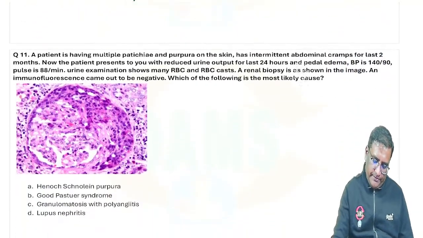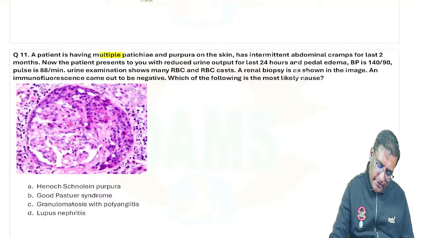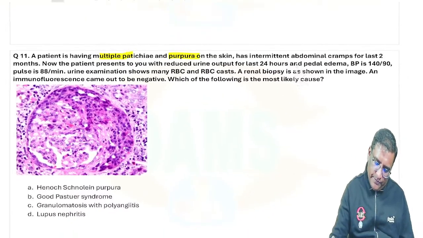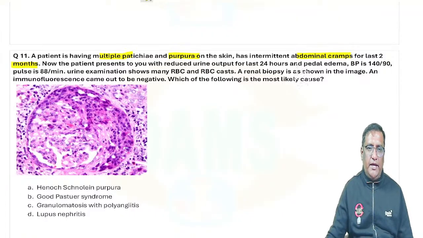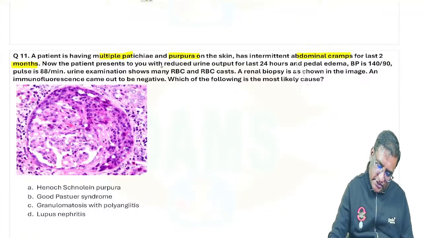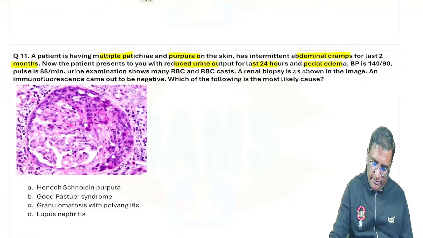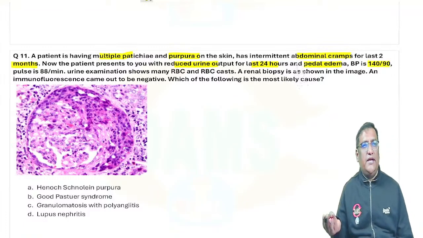Next, question number 11. So what is this question? A patient is having multiple petechiae and purpura on the skin and has intermittent abdominal cramps for the last 2 months. Now presents with reduced urine output for the past 24 hours. Pedal edema is also there. BP is increased, 140/90. So basically the patient is having oliguria, edema, and hypertension.